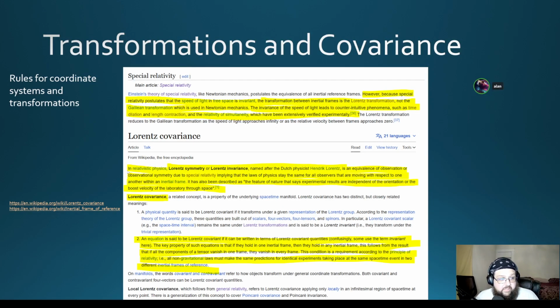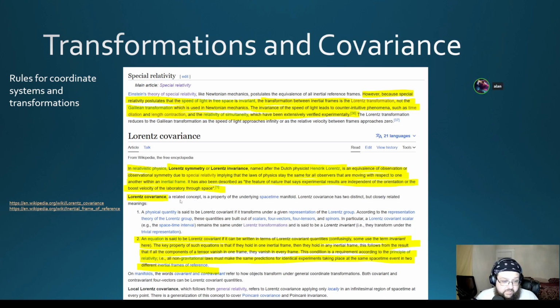So Lorentz covariance. In relativistic physics, Lorentz symmetry or Lorentz invariance, named after the Dutch physicist Hendrik Lorentz, is the equivalence of observation or observational symmetry due to special relativity, implying that the laws of physics stay the same for all observers that are moving with respect to one another in an inertial frame. It is also described as a feature of nature that says experimental results are independent of the orientation or the boost velocity of the laboratory through free space.